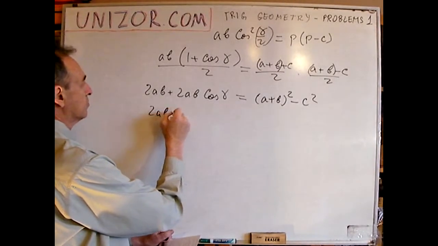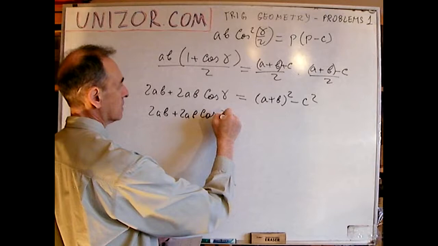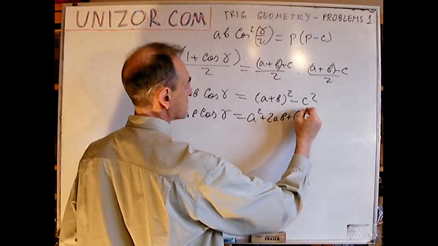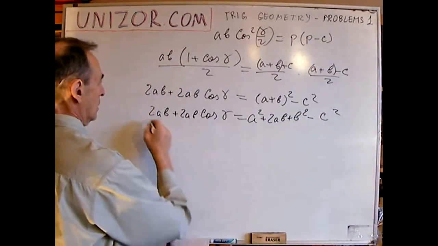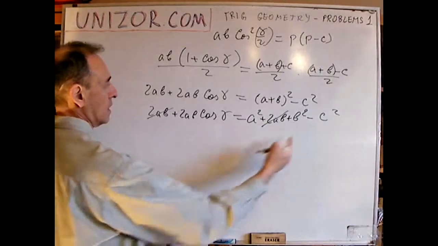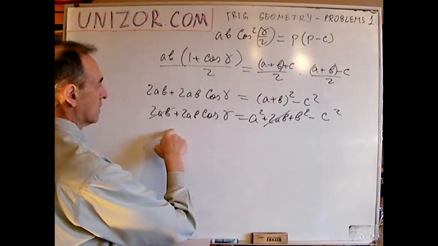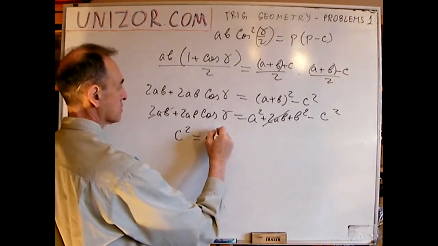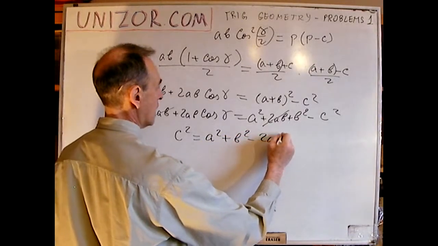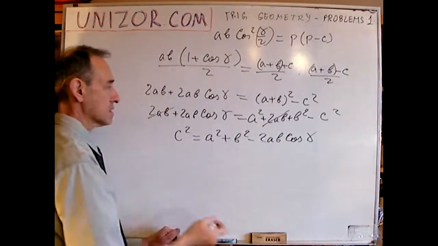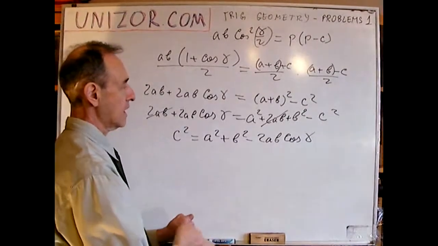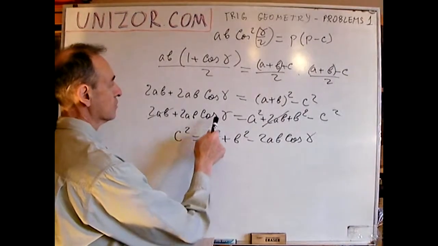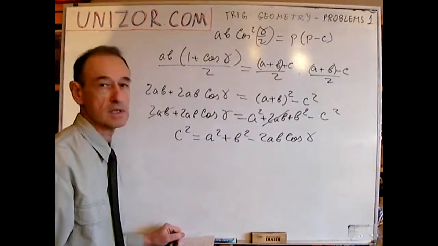So 2AB plus 2AB cosine gamma equals A square plus 2AB plus B square minus C square. 2AB goes out. I add C square to this, and I subtract 2AB cosine gamma, and I will get C square equals A square plus B square minus 2AB cosine gamma, which is exactly the same law of cosines, and this is a true statement for any triangle. And from this we can reverse all these transformations to get to this, and that's the end of the proof.